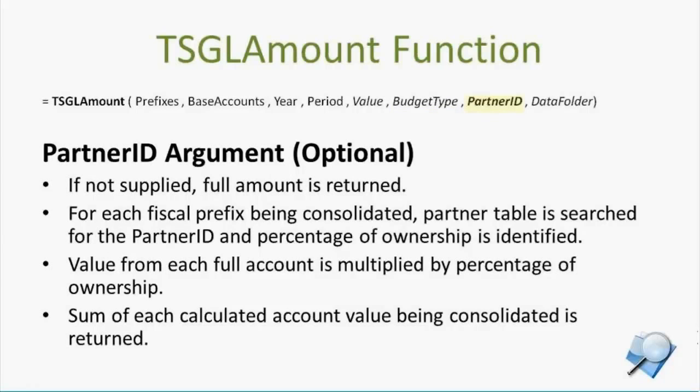Partner ID also is optional. This is for partner-based statements. So for companies that do have partners set up, and then in the fiscal settings, they've identified partners and ownership percentages, this will allow us to pass in a partner ID, and it does all the math necessary to figure out that partner's percentage of whatever financial value we're after, even including consolidation among multiple prefixes.